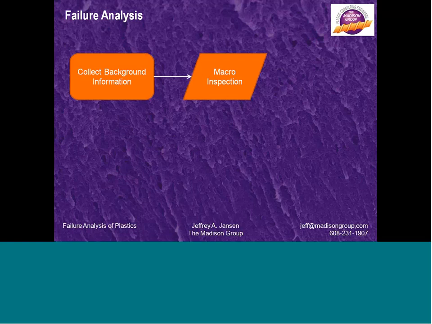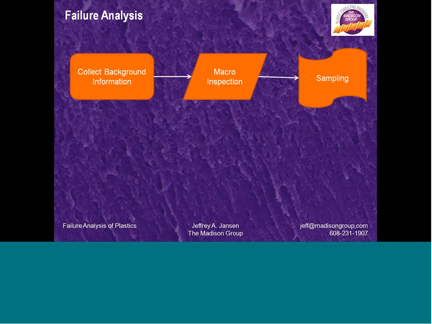Take a second, step back, and look at it. If I've got five failed parts, do they all fail at the same location? Do I see signs of obvious macro damage? Do I see some discoloration? What do I see about the part that might stand out? Certainly do that and take pictures while you're doing it.